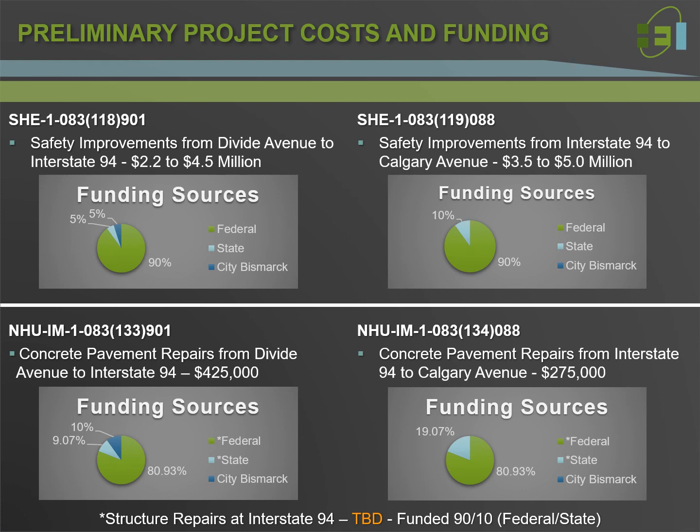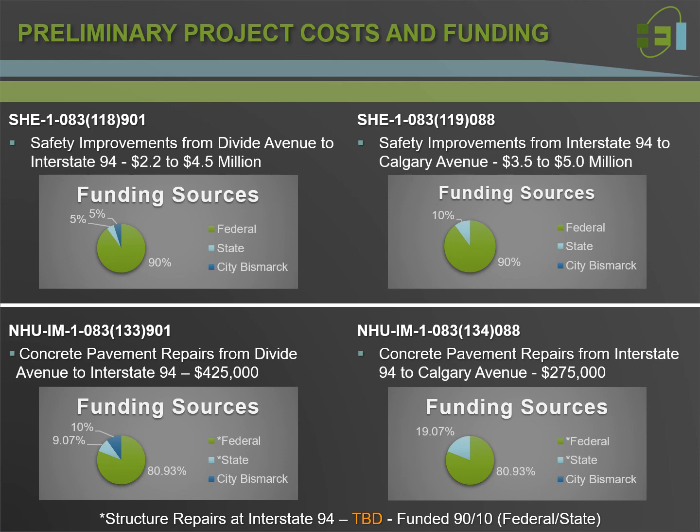Project NHU IM 1083, parenthetical 133-901, concrete pavement repairs from Divide Avenue to Interstate 94, has a preliminary cost estimate of $425,000 and will be funded with 80.93% federal, 9.07% state, and 10% City of Bismarck funds.